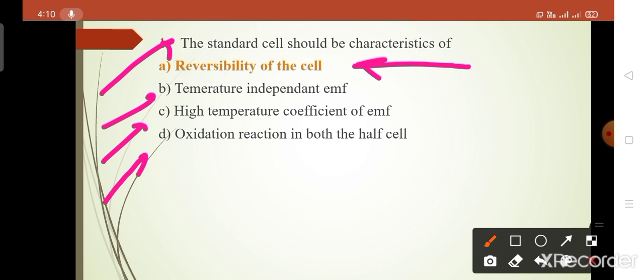Then the fourth option is the oxidation reaction in both the half cells. This is not a characteristic of the standard cell, because in the cell, one half cell undergoes the oxidation reaction and the second half cell undergoes the reduction reaction. So the first option is the correct option.